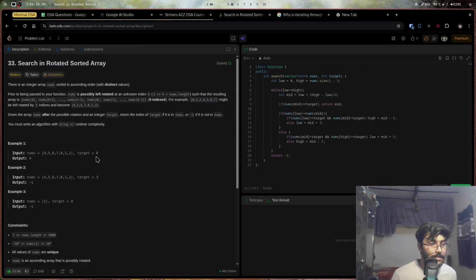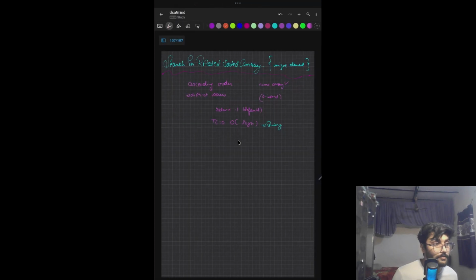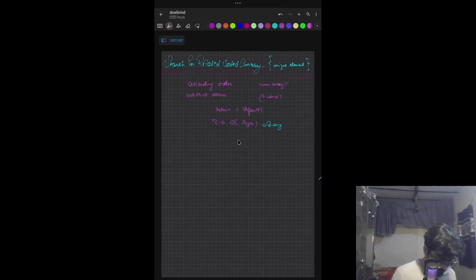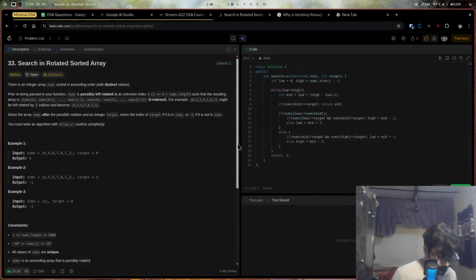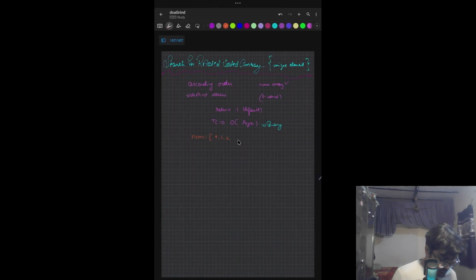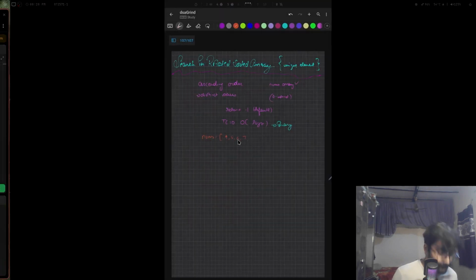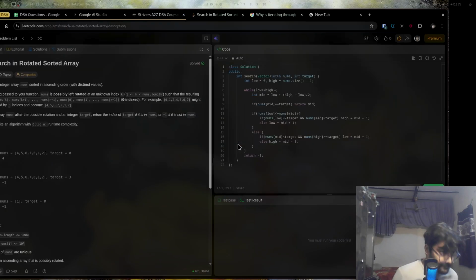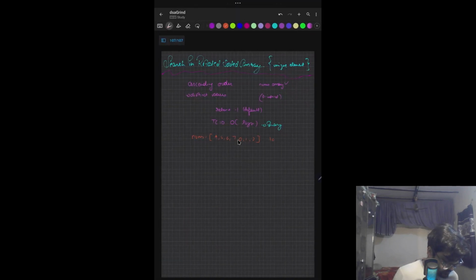So let's take an example and then go back to the tablet. Okay, so this is an example. nums is equal to 4 5 6 7 0 1 2, and target is 0.